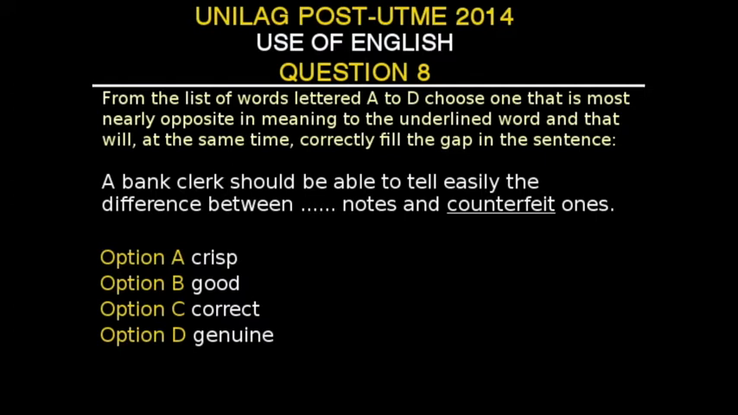Option A, crisp. Option B, good. Option C, correct. Option D, genuine. Counterfeit is an adjective that means a fraudulent imitation of something else. So the most nearly opposite in meaning that correctly fills the gap is option D, genuine. And genuine means something authentic or truly what something is said to be. So correct isn't the opposite of counterfeit, neither is good or crisp.